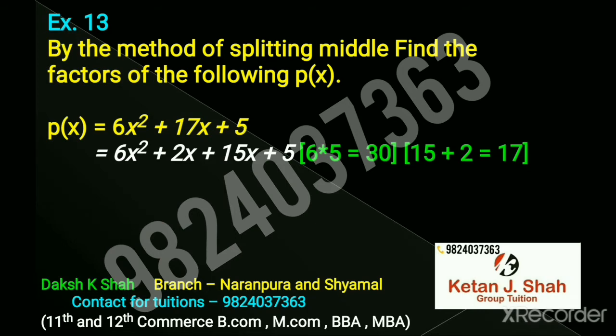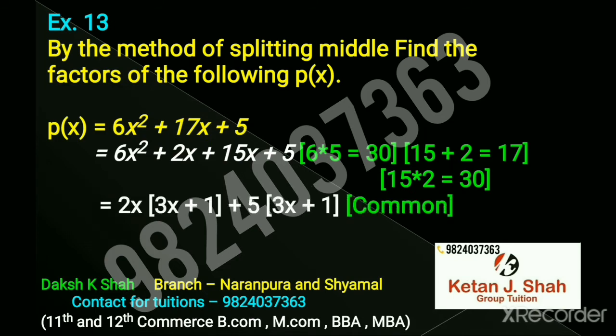So let's see it. So we got 6x squared plus 2x plus 15x plus 5, because when you multiply 2 into 15 you get 30, and when you add 2 and 15 you get 17. Now you will have to take common terms out of them. So 2x into 3x plus 1 and plus 5 into 3x plus 1.